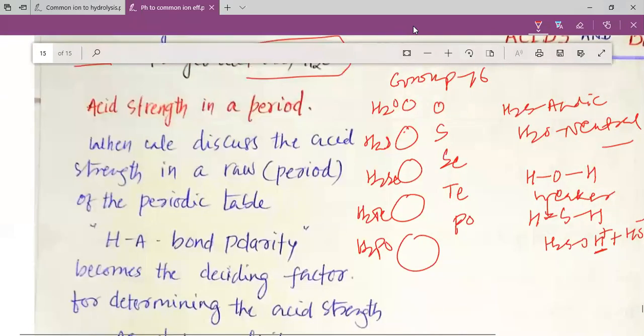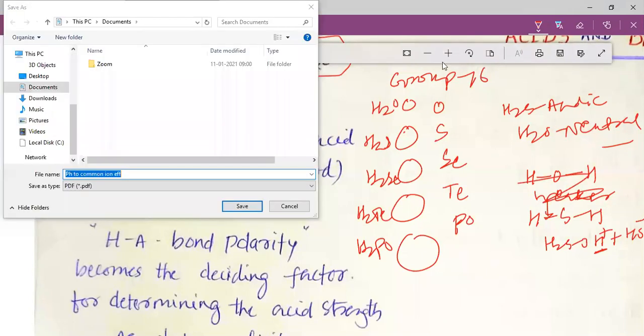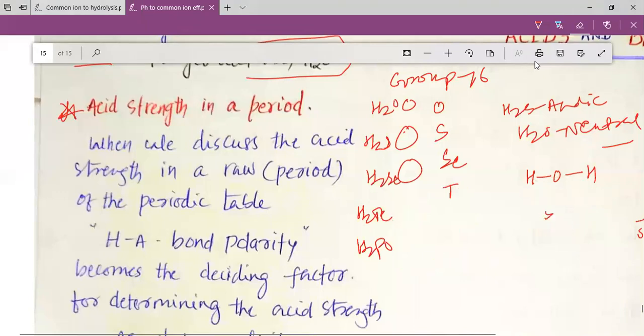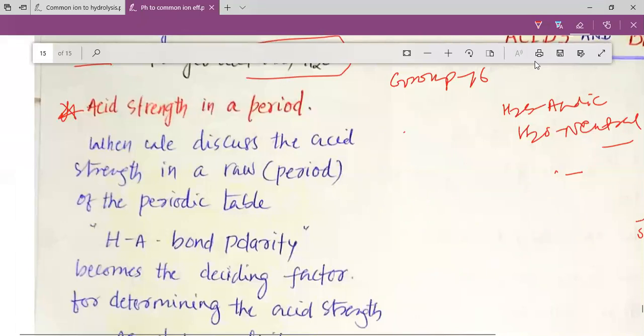Now, my dear students, we want to study what happens when we move in a particular group for this acid strength. So let us understand how the acid strength changes when we move along a period. When we discuss the acid strength in a row, that is, in a period in the periodic table, my dear students, what happens?